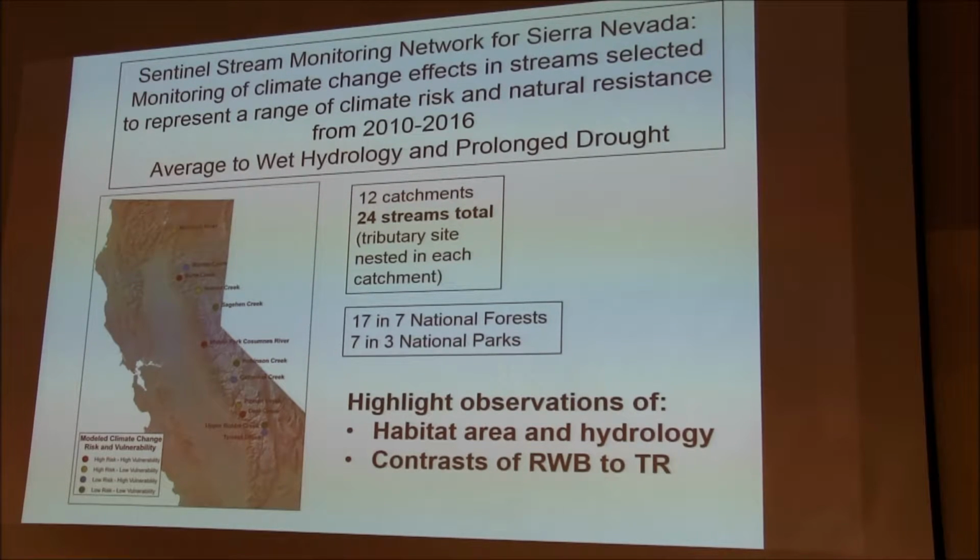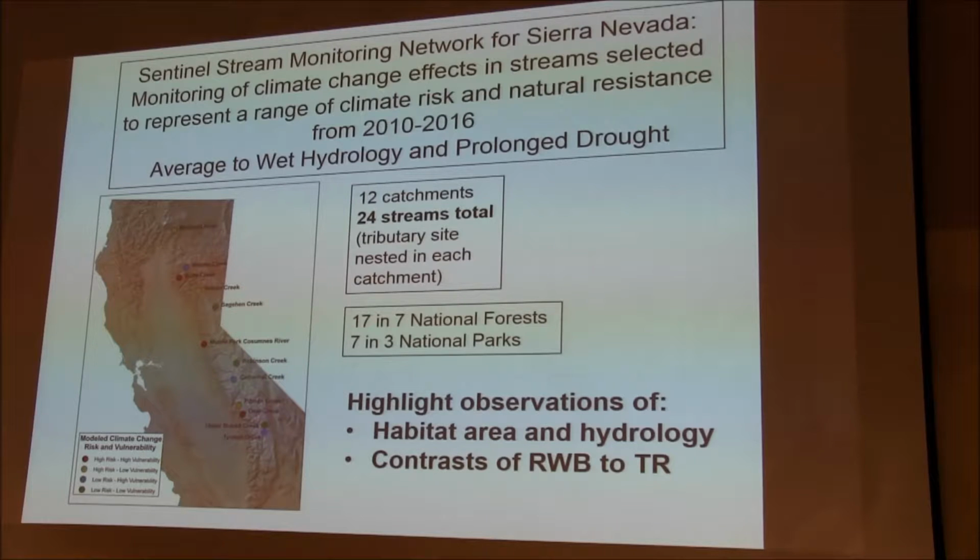And so what I want to highlight is our observations of change over this period of time in the area of different habitats with hydrologic change, and then also contrast what we observed with changes in the reachwide benthos-based samples and the target riffle samples. We only have a subset of the data completed right now, but I can at least give you some idea of how these patterns have developed over time.